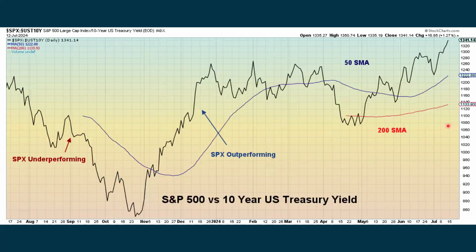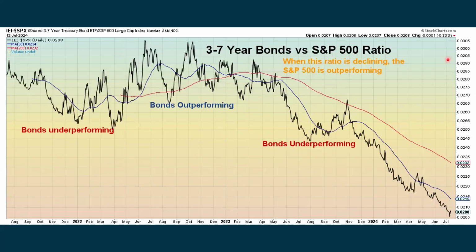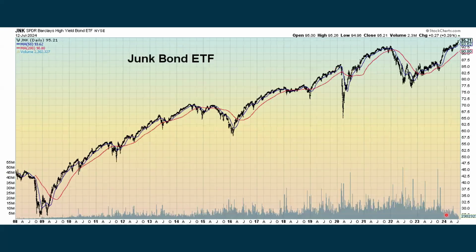Then we do a ratio between stocks, the S&P 500 and the 10-year yield, showing how the S&P is outperforming. And then we look at kind of an inverse here, where 3 to 7-year bonds are underperforming the S&P 500. And for this ratio to continue declining would be more positive for stocks.